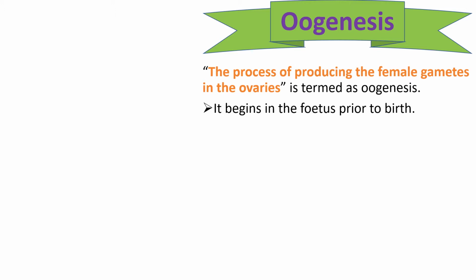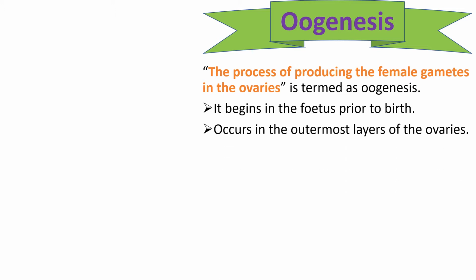The oogenesis process actually begins in the fetus prior to birth. I mean, before the birth of a baby, a female baby, the oogenesis process has started. Oogenesis occurs in the outermost layers of the ovaries. In previous videos, we came to know the structure of ovaries. In the outermost layer of the ovaries, the oogenesis process happens.